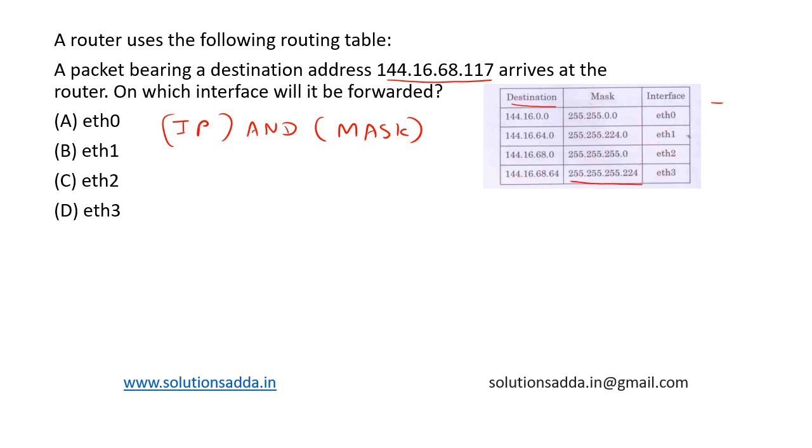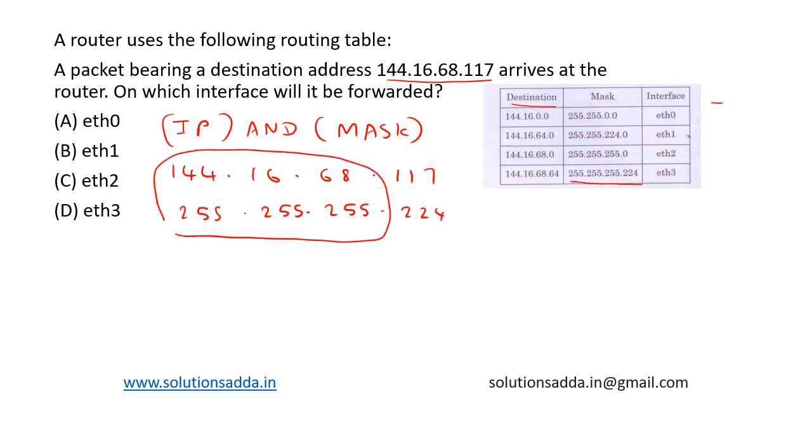So let's perform the AND operation. It will be 144.16.68.117 with 255.255.255.224. Performing the AND operation with these 3 octets would result in the same value, that is 144.16.68, as these will be all ones here. Now we need to perform the AND operation between 117 and 224.